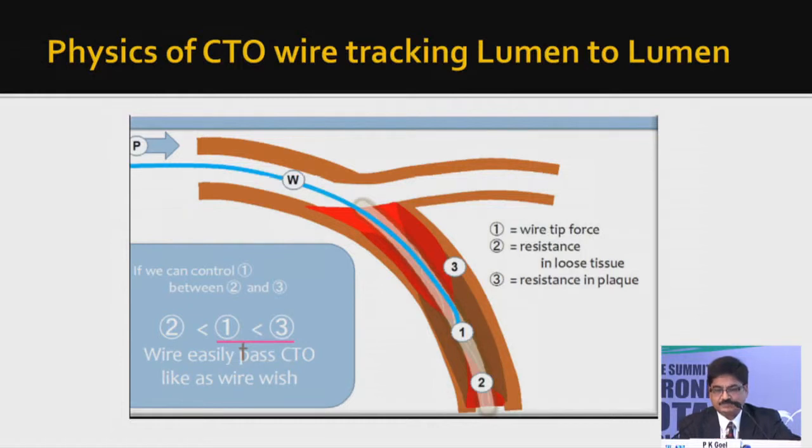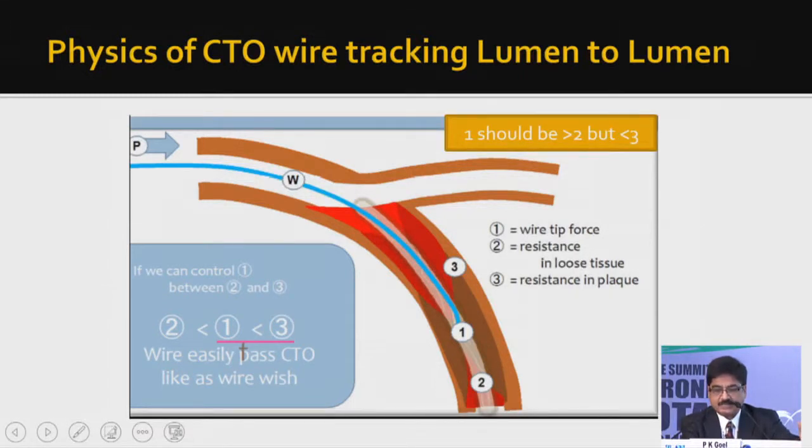There is a wire tip force, there is resistance in the loose tissue of the lesion, and there is resistance in the plaque, that is the thing that you don't want to penetrate. So what you want, that is the wire tip force, should be more than the resistance of the lesion but less than the resistance of the plaque. If that is so, the wire will go the right way.